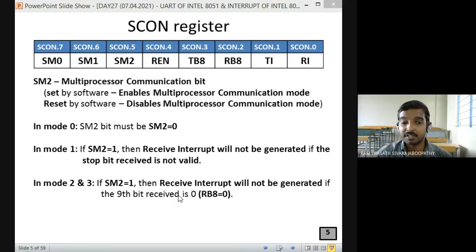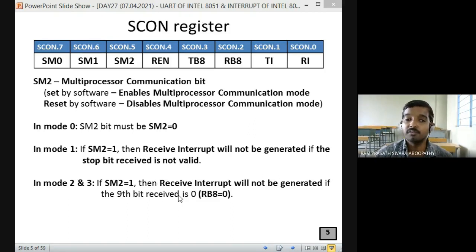RB8 0 வந்தா interrupt generate ஆகாதுன்னு சொல்றோம். Then what about the case to get interrupt generated? RB8 என்ன வந்தா interrupt generate ஆகும். What about the logic of RB8 so that interrupt will get generated? Yes, very good. Clear? When I am configuring the 8051 UART in mode 2 or 3, the 9th bit I am going to receive must be 1. Otherwise, interrupt won't be generated. There is a meaning for that.